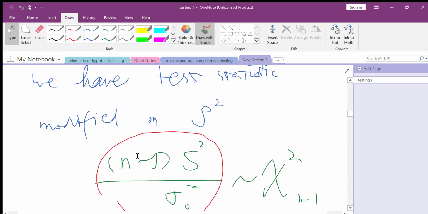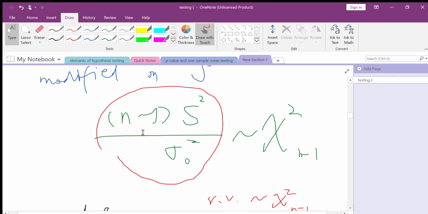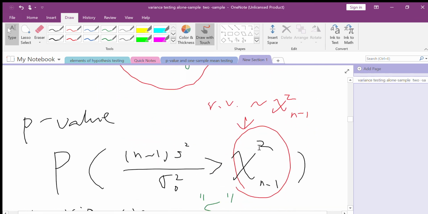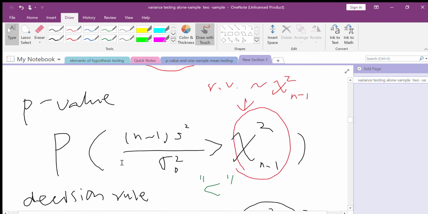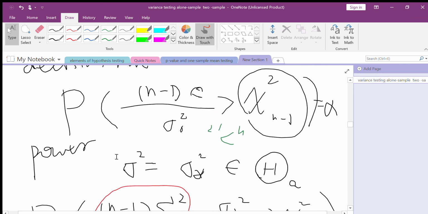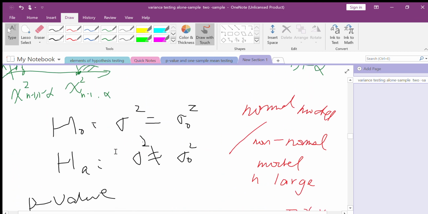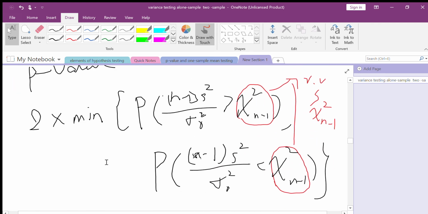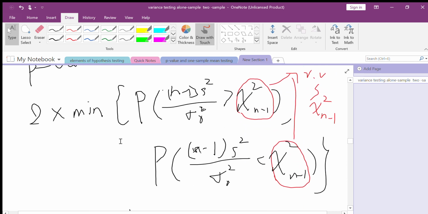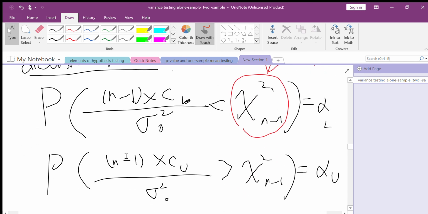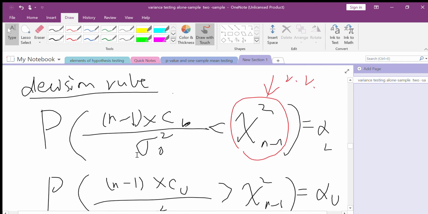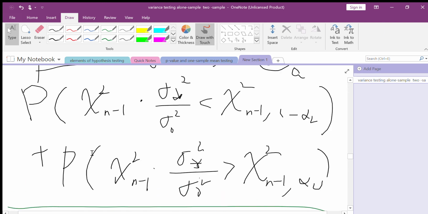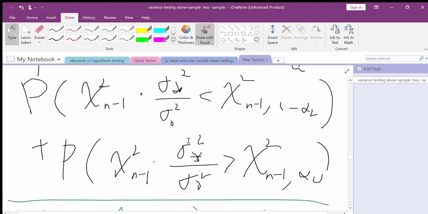And under H null, we use this test statistic (n minus 1) S squared divided by sigma 0 squared, following chi-squared with n minus 1 degrees of freedom. So we compute the p-value in this way for single-sided testing, along with the decision rule and power. For double-sided one-sample testing, the p-value is 2 times the minimum of these two probabilities, and the decision rule is constructed from the following formulas. And for power, it is a summation of two probabilities.